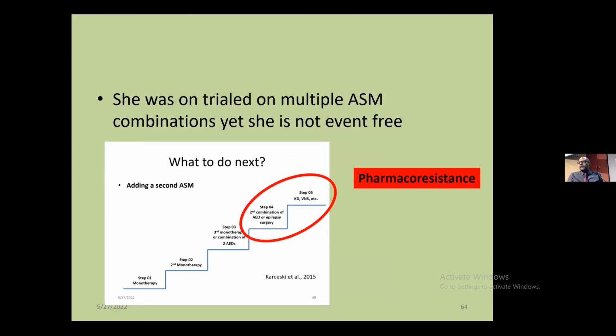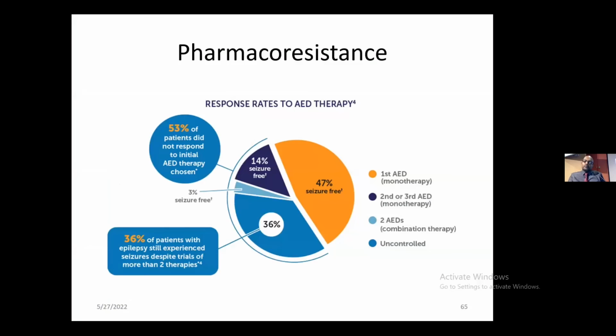Yeah, so it's most likely pharmacoresistance. No matter what, it's rather pathetic, but about 50% of patients would respond to the first medication given appropriately, and one third would not respond to anti-epileptic, anti-seizure medication or pharmacotherapy, no matter what we give.